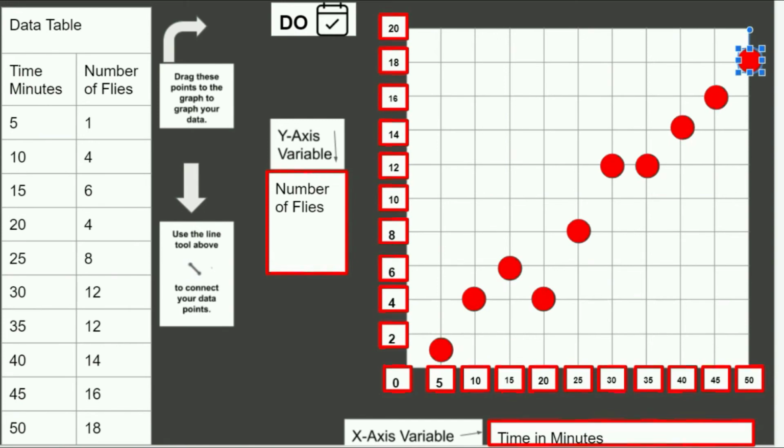I'm going to use the line tool up here, so I'm just going to click the line tool, and then I'm going to start at 0, and draw a line to my first data point. It's okay if these are a little bit off, I just want you to get the general idea. All right, and then I'm going to draw a line from this data point to the next one. I'm going to continue drawing my lines and connecting my points. You can use these little purple dots to help you line up your lines.